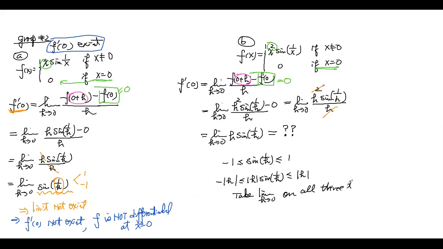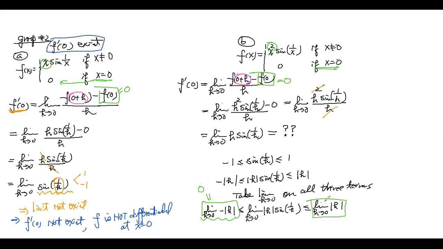Okay, so that means the limit as h approaches 0 of negative h is less than or equal to the limit as h approaches 0 of h sine of 1 over h, which is less than or equal to the limit as h approaches 0 of the absolute value of h. So take a look here. What is this limit going to? It approaches 0. What is this limit going to? This approaches 0, right?